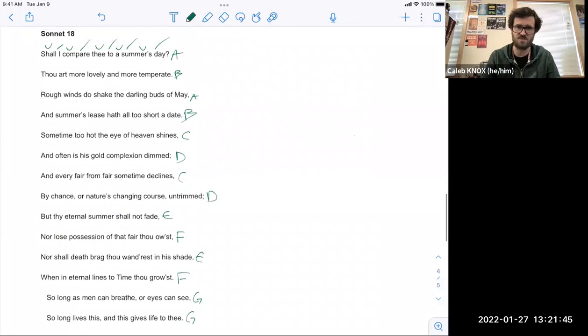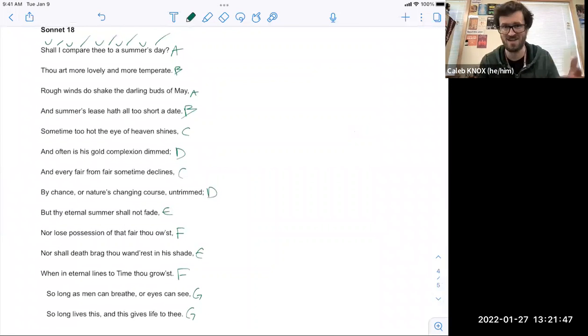This structure, 14 lines with this rhyme scheme, is called a Shakespearean sonnet because Shakespeare wrote 154 of them. There's also an Italian sonnet, and the Italian sonnet structure is ABBA, CDDC, EFG, EFG. Still 14 lines, just a different rhyme scheme, okay? Now, let's get into the meaning of the poem.